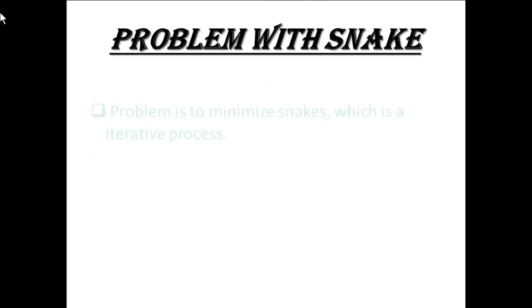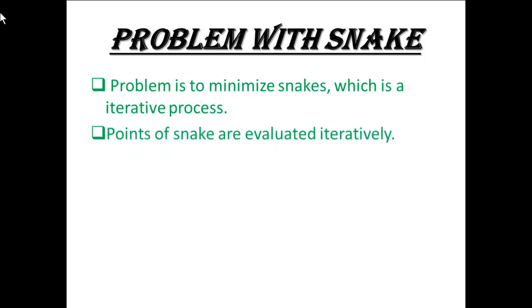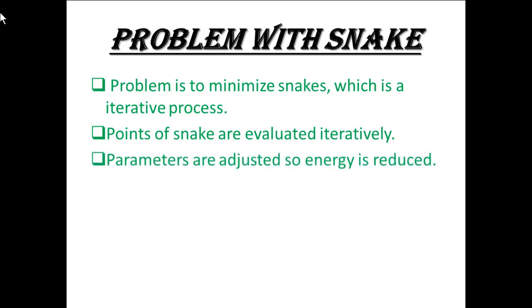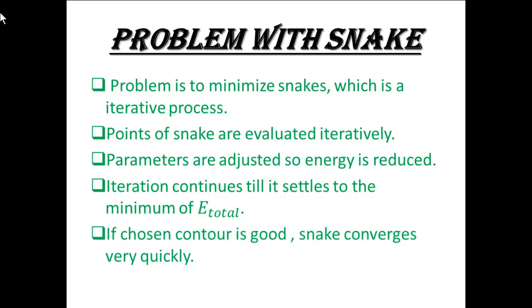Problem with snakes. The problem is to minimize the snake energy, which is an iterative process. Points of the snake are evaluated iteratively. Parameters are adjusted so that energy is reduced. Iteration continues until it settles to the minimum of E total. If the chosen contour is good, snakes converge very quickly.